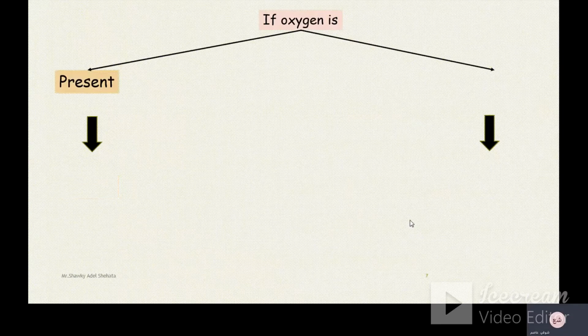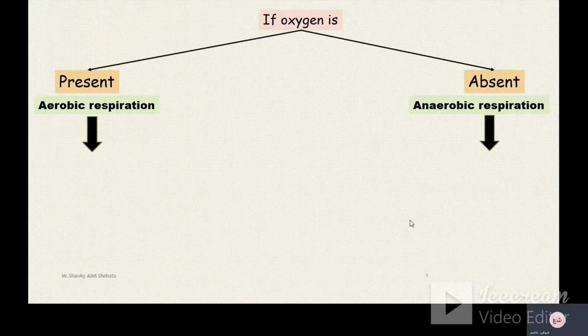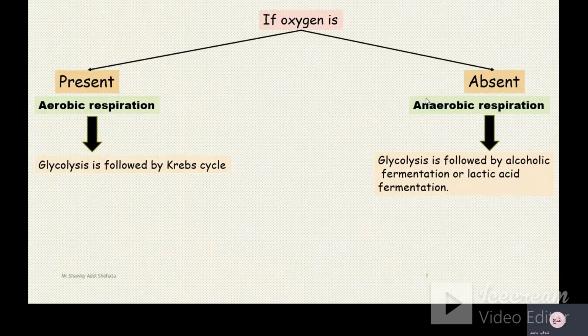If the oxygen is found, aerobic respiration takes place, while if the oxygen is absent, anaerobic respiration takes place. So, if the oxygen is present, aerobic respiration takes place, and glycolysis is followed by the Krebs cycle. While if the oxygen is not found, anaerobic respiration takes place, and glycolysis is followed by alcoholic fermentation or lactic acid fermentation, and we will know it later.